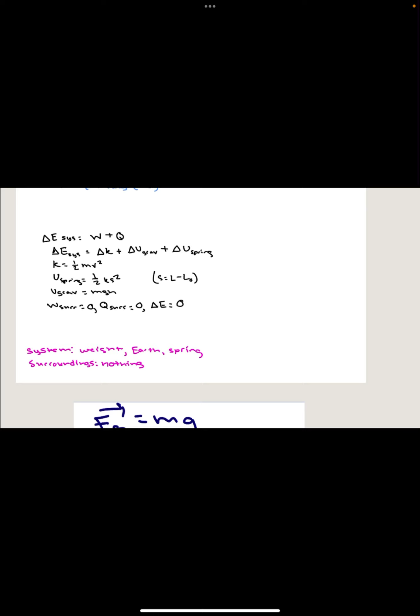Then we can say that the change in energy of the system equals the change in kinetic energy plus the change in gravitational potential energy plus the change in potential spring energy. K equals 1/2 mv squared, U spring equals 1/2 ks squared, where s equals L minus L naught, and U grav equals mgh. Since we are putting nothing in our surroundings, W surroundings will be 0 and Q surroundings will be 0, and delta E will also equal 0. The forces in the experiment are gravity and spring, and both of those combined make the F net.